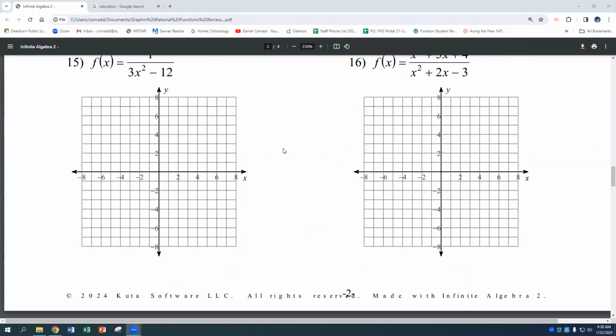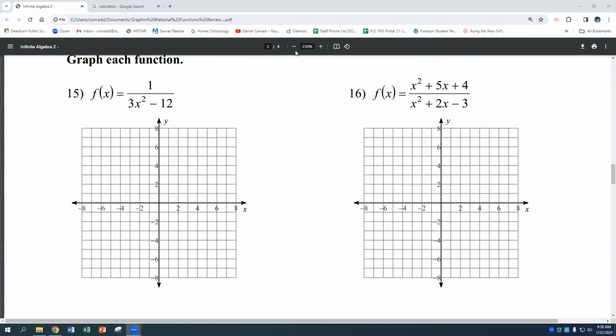Okay. Now 15 and 16 are your level 4 questions. First thing you want to do is what we just did, vertical and horizontal. Okay, so let's do horizontal. It's going to be y equals 0, right? The degree of the numerator is 0 degrees, and the denominator is second degree. So the numerator is less than the denominator. Okay, vertical.